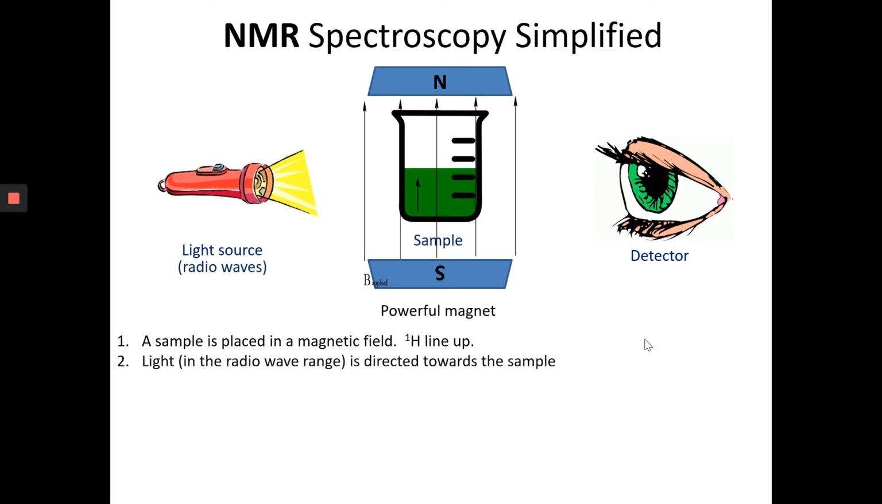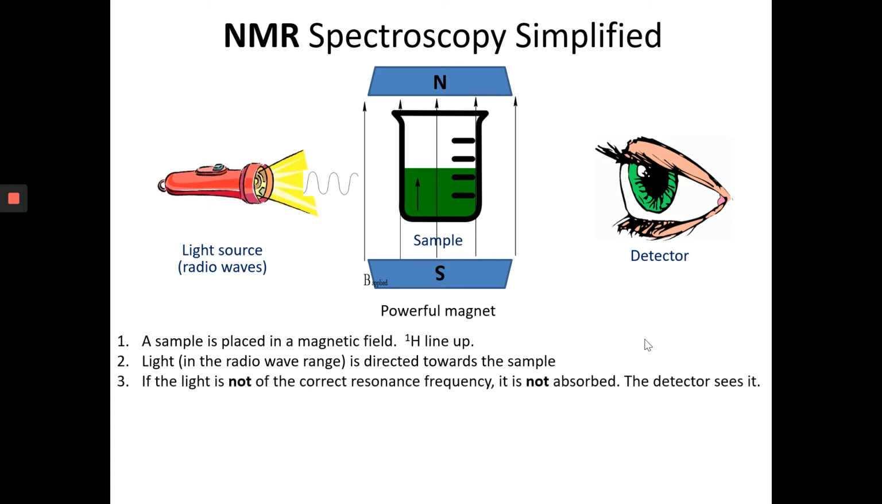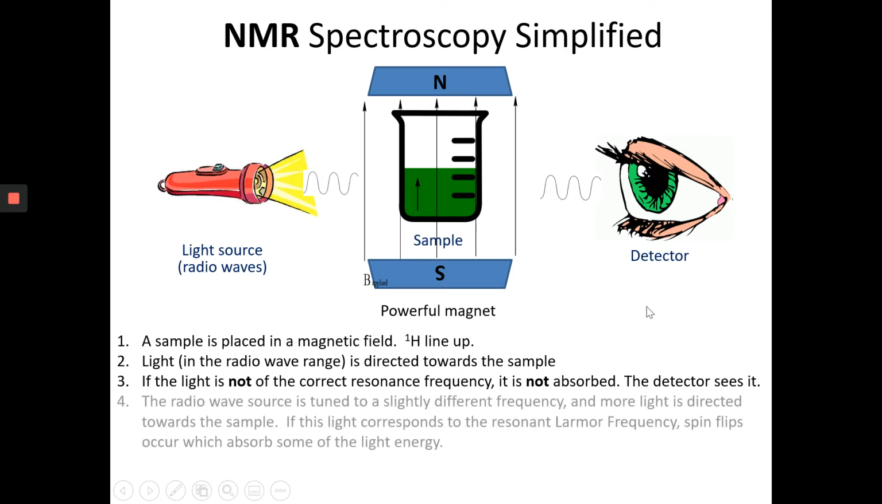Now we're going to start shining light on it. And remember, if we want this hydrogen atom to resonate, to flip up and down, we have to hit it with the right resonant frequency. And that's going to be somewhere in the radio range. So we shine light on it. If it's not the exact right frequency, nothing happens, and the light passes through to the detector. And the detector is like, hey, I see some light.